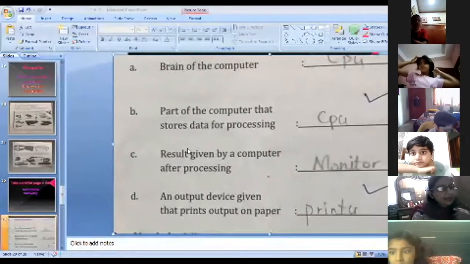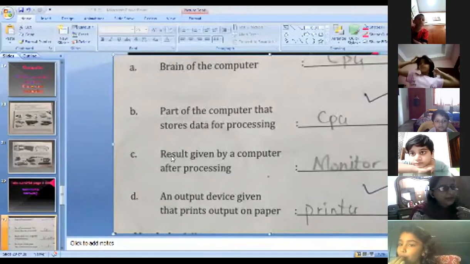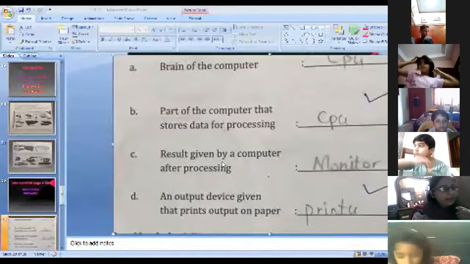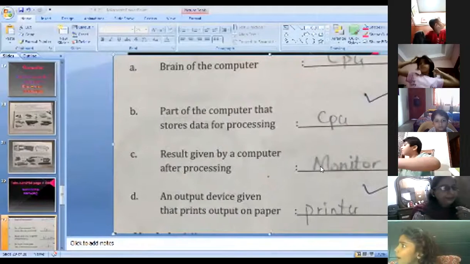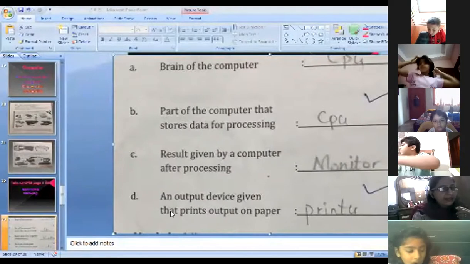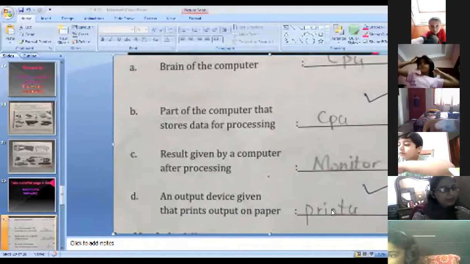Part C, result given by a computer after processing, monitor. You write here answer monitor. And D, output device given that prints output on paper. So you write here printer. Printer is an output device.